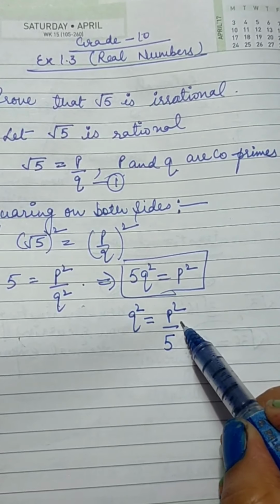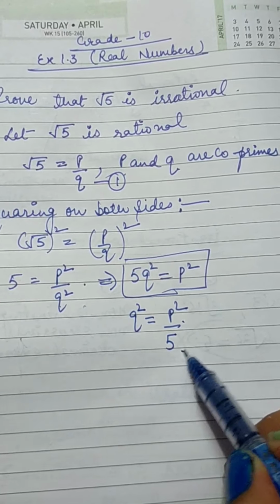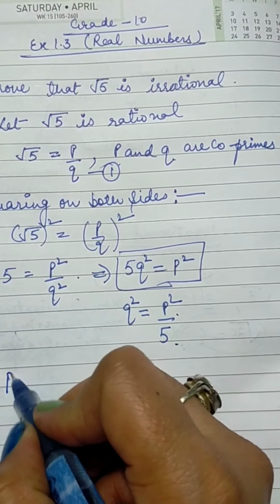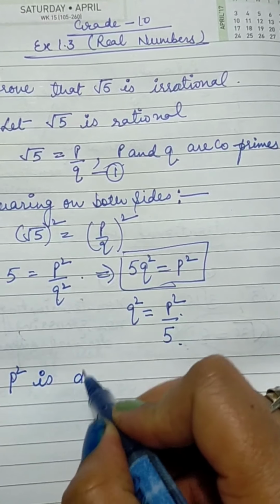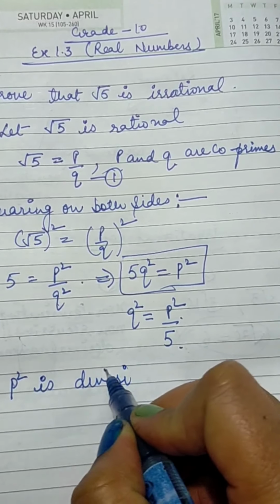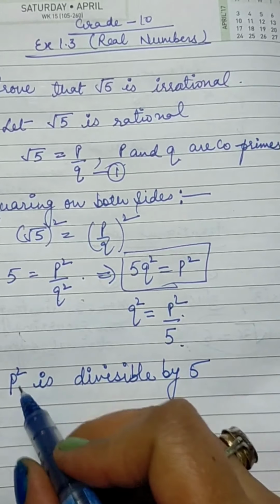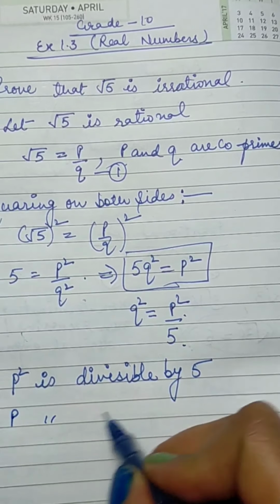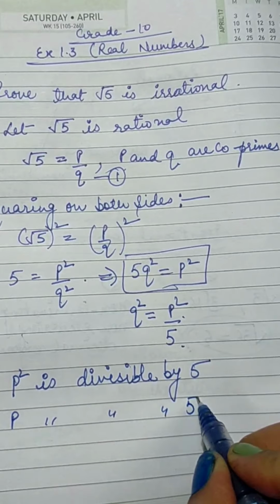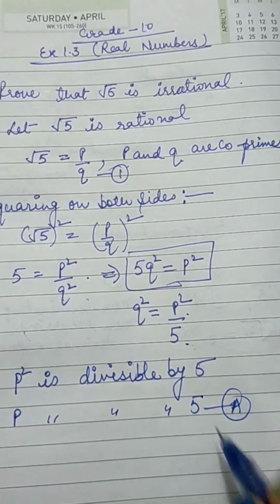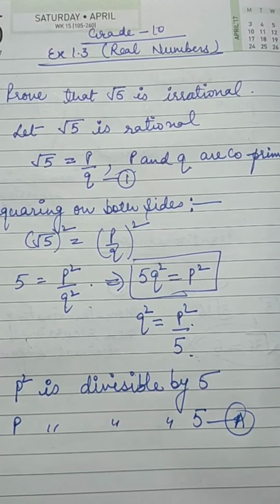This means p square is getting divided by 5. This is what I'm going to write: p square is divisible by 5. It means if p square is divisible, that means p is also divisible by 5. So one thing we got, that p is divisible by 5.